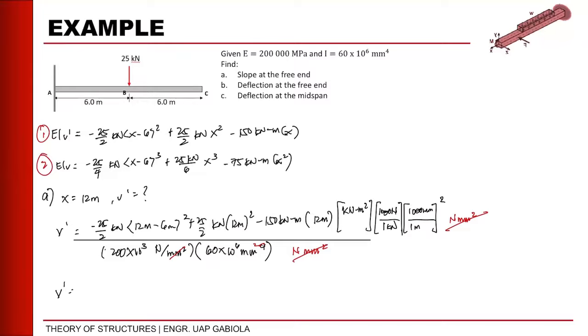So unitless, so radian yung tawag sa kanya. Okay? So perform lang natin, negative 25 over 2 times (12 minus 6) squared plus 25 over 2 times 12 squared minus 150 times 12 times yung 1,000 natin sa kilonewton, then 1,000 squared divided by 200 times 10 to the 3 times 60 times 10 to the 6. We will have negative 0.15 radians.